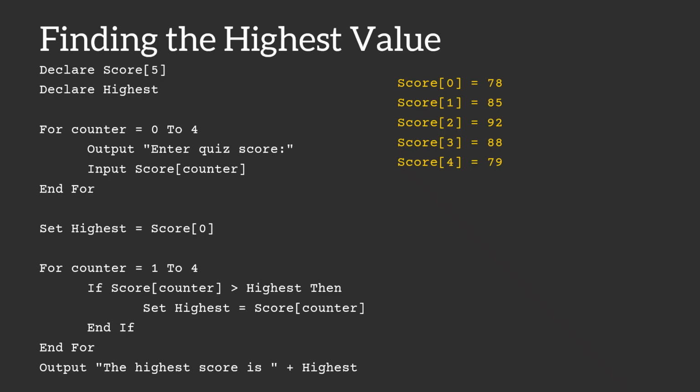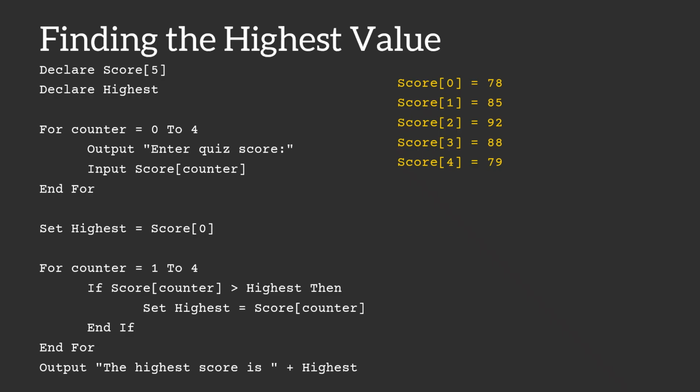Now we're at 3. So we're saying if score counter 3, array 3, is greater than the highest, which is 92, then we're going to set that to the highest. But 3 is only 88. It's not the highest. So now we're going to ignore this. We're not going to set it because this statement is false. And then we go through the next one.